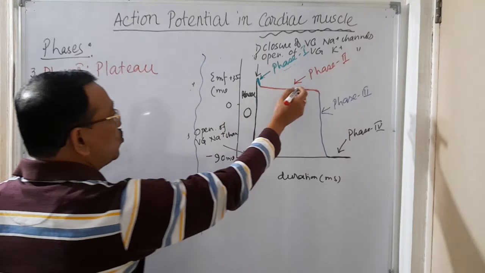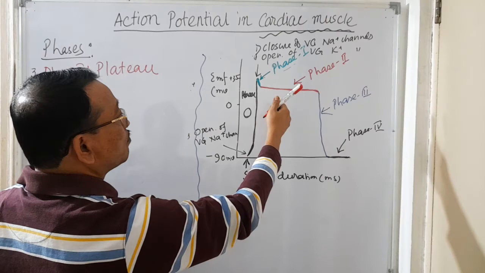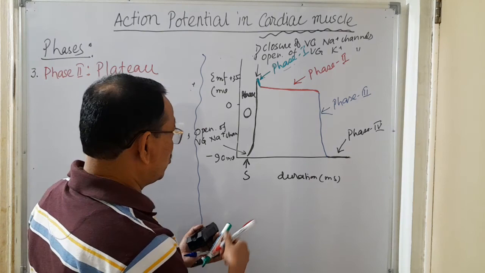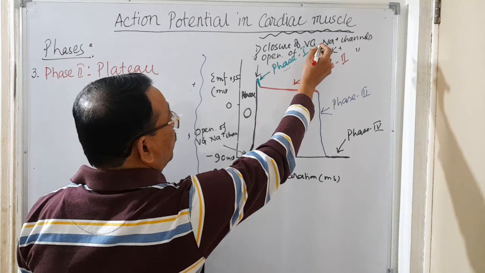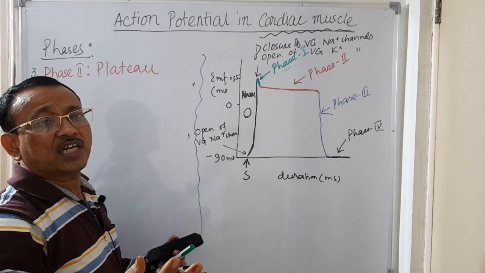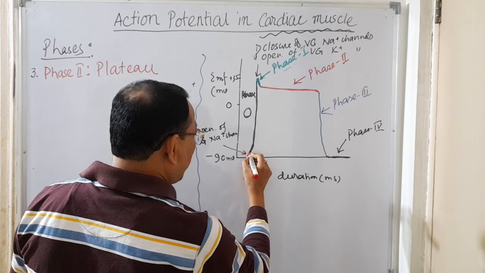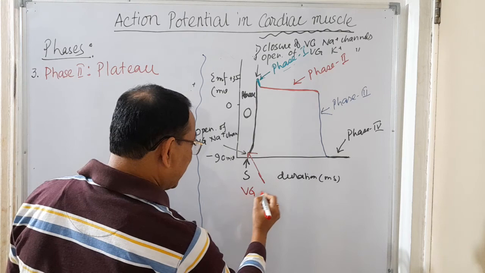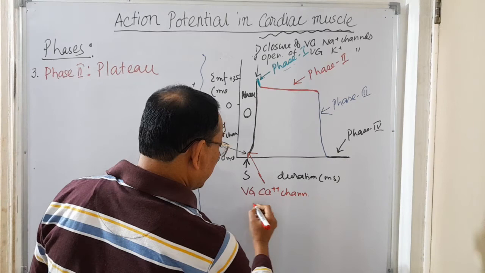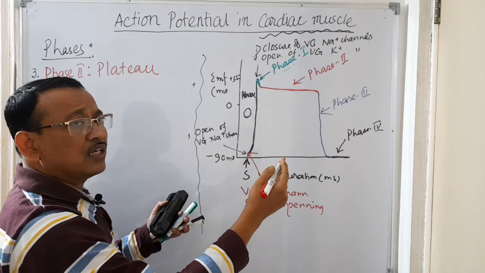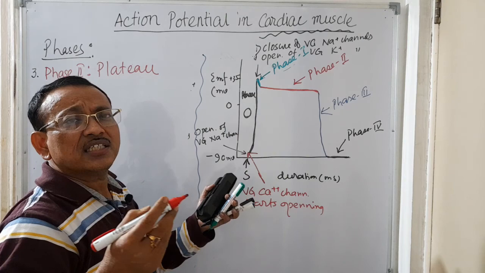Now, what is this plateau phase due to? Here is the involvement of another ion, and that is calcium. As I told, voltage-gated sodium and potassium channels have a role in initiating the action potential. Besides these two ions, calcium ions also have a role. This calcium channel starts opening at this particular part, so voltage-gated calcium channels start opening, but not fully, it is a gradual opening, so calcium entry doesn't take place significantly.